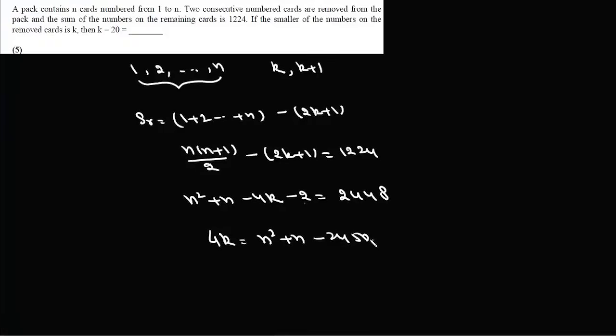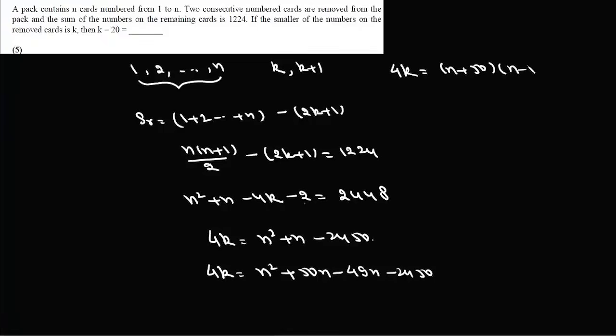Now 2450 divided by 50 is 49. So we can write this as 4k equals n square plus 50n minus 49n minus 2450, or 4k equals (n plus 50) into (n minus 49).